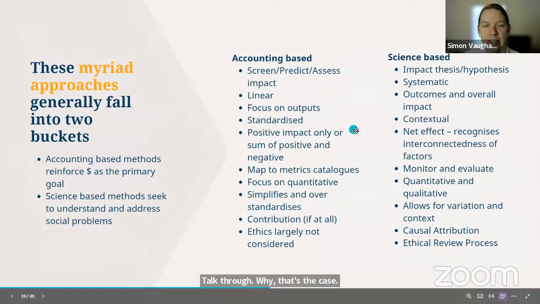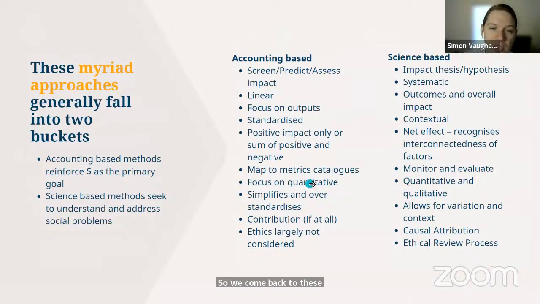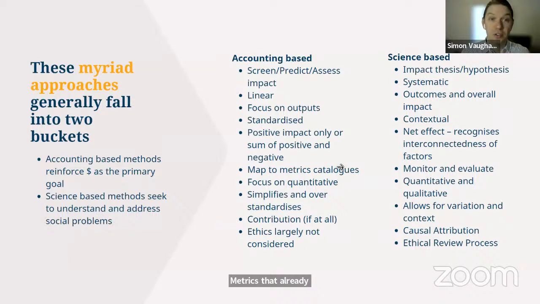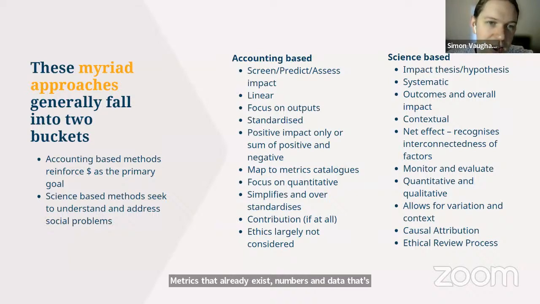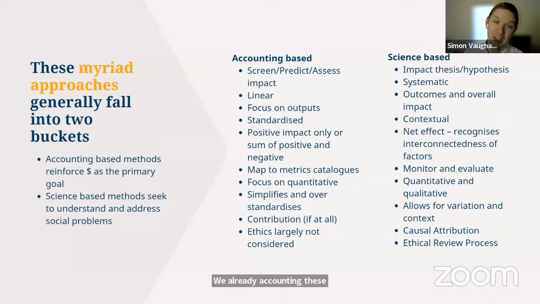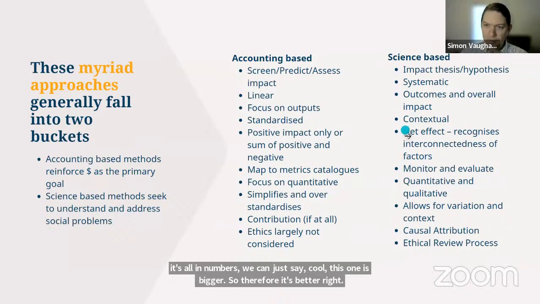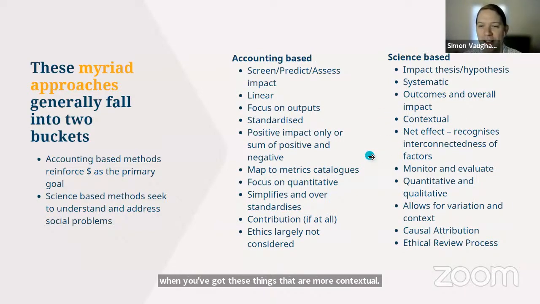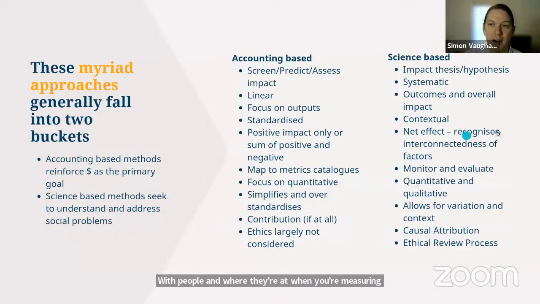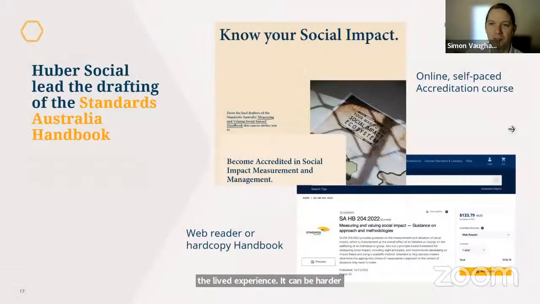So if we come back to these buckets, if you think about the accounting-based ones, they're mostly using metrics that already exist, numbers and data that's already out there. And so they do allow for greater comparison, right? Because we already are counting these things, and when it's all in numbers, we can just say, cool, this one is bigger, so therefore it's better, right? And when you've got these things that are more contextual, that are allowing for more qualitative impact and connecting with people where they're at, when you're measuring the lived experience, it can be harder to create comparison, right? Because contexts are so different.